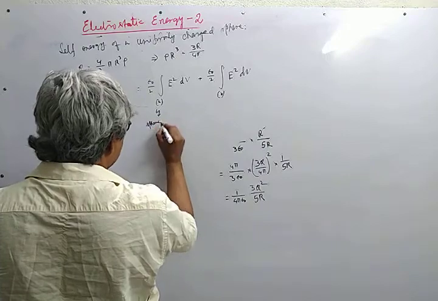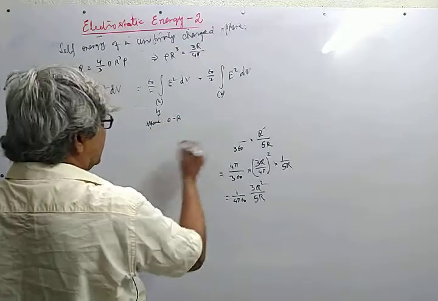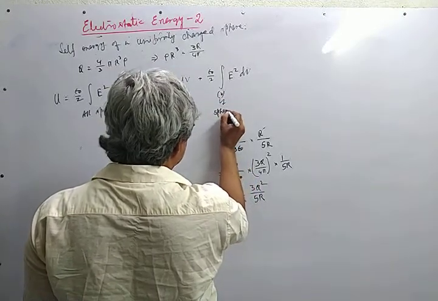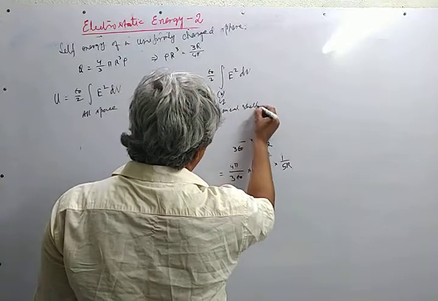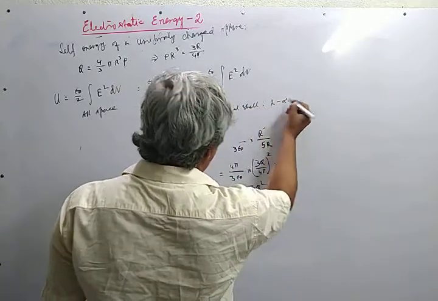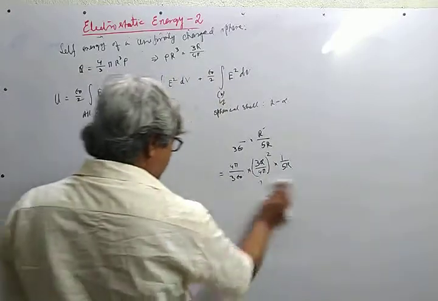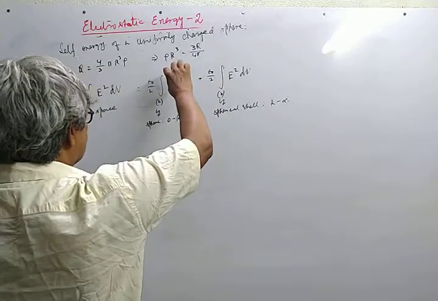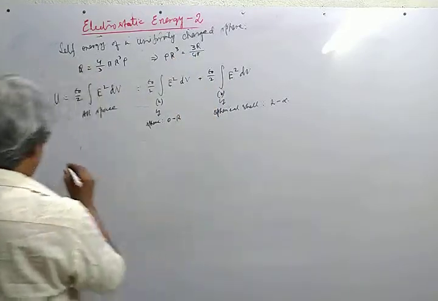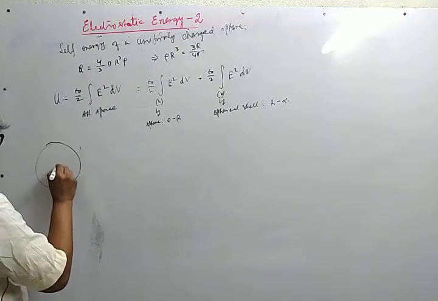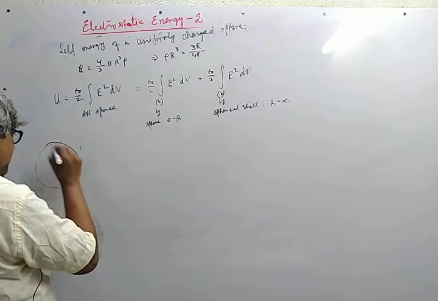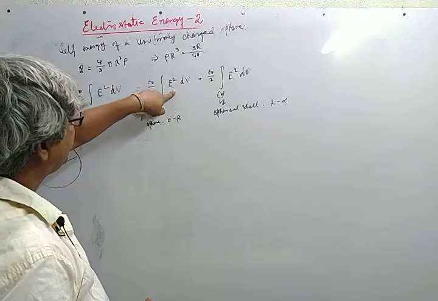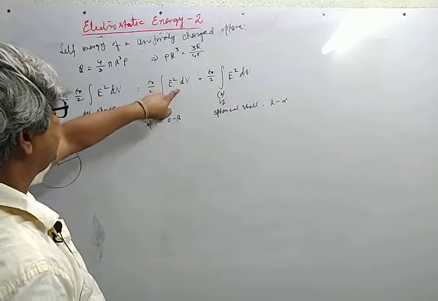Sphere with radius 0 to r. This is spherical shell, shell with radius r to infinity. So here the field is the field within a sphere. So we have a sphere of radius r, and for this sphere of radius r, we have to use the expression for the field within this sphere.